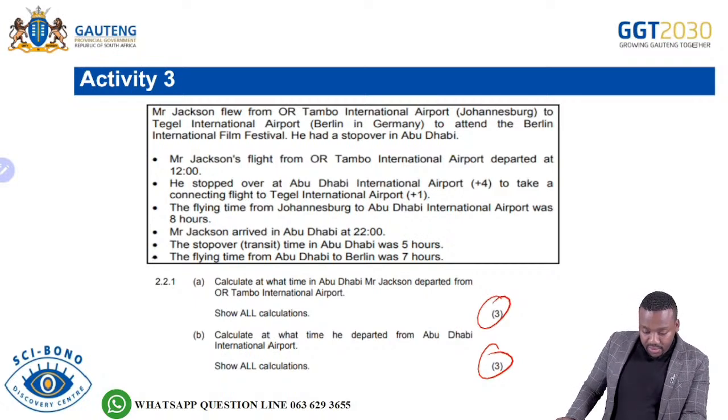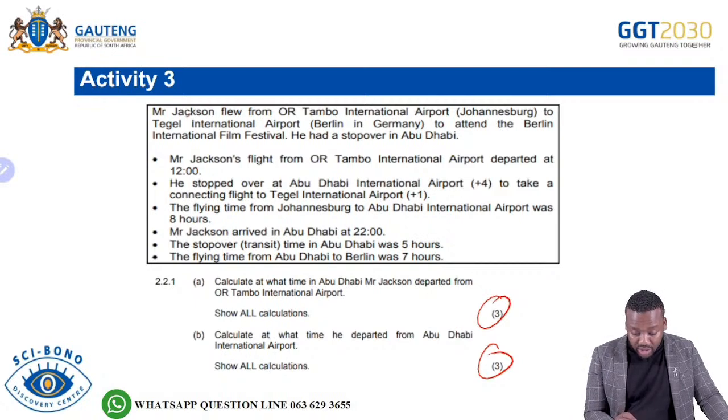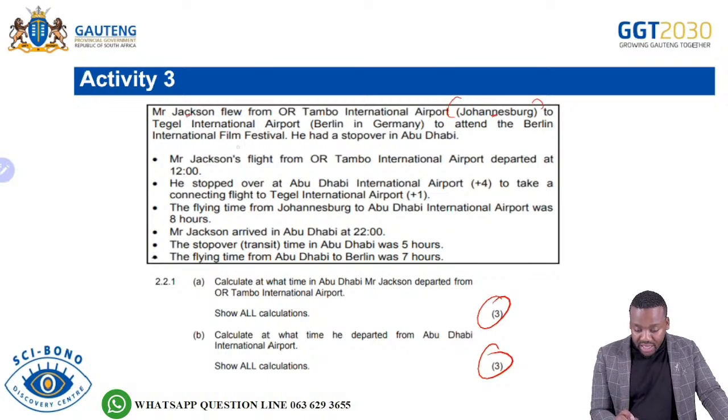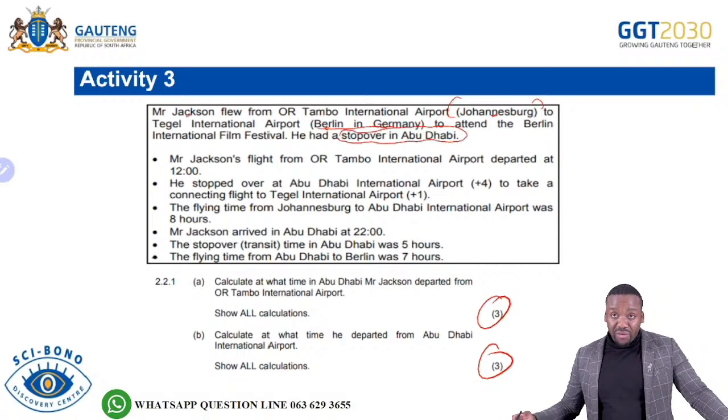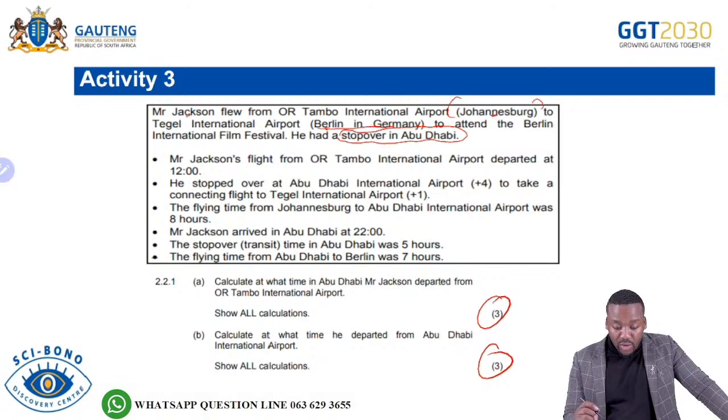Mr. Jackson, okay, this is the tourist, flew from OR Tambo International Airport. Where is OR Tambo? It's in Johannesburg, meaning we know the country. To Tegel International Airport. Where is it? Berlin in Germany. To attend a Berlin International Festival. He had what? Listen to this one. A stopover in Abu Dhabi. Meaning there's no direct flight. Therefore, he had to do what? Stopover.